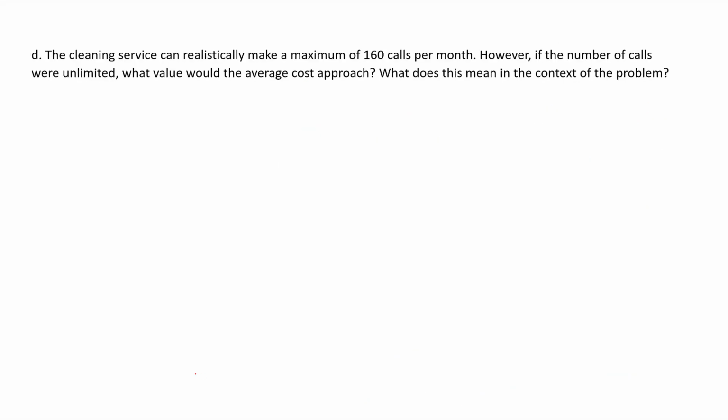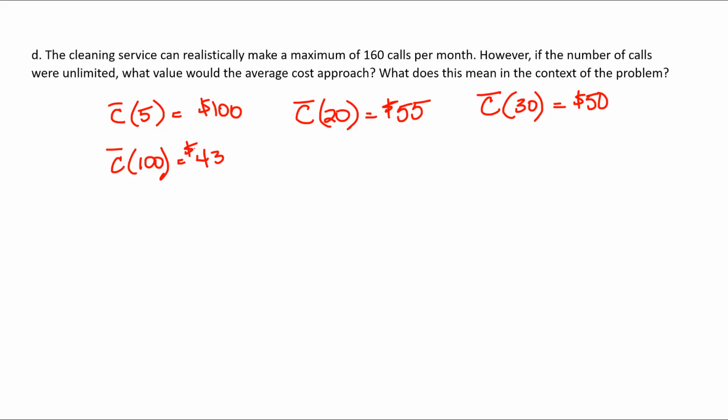Okay, the cleaning service can realistically make a maximum of 160 calls per month. However, if the number of calls were unlimited, what value would the average cost approach? What does this mean in the context of the problem? You can see that as X gets bigger, as the number of houses we're visiting gets bigger, the cost per house is going down. By the time we get to 100 houses, the cost is down to $43. They say that the maximum number of calls you could realistically make in a month would be 160. So let's just look and see what that would be.